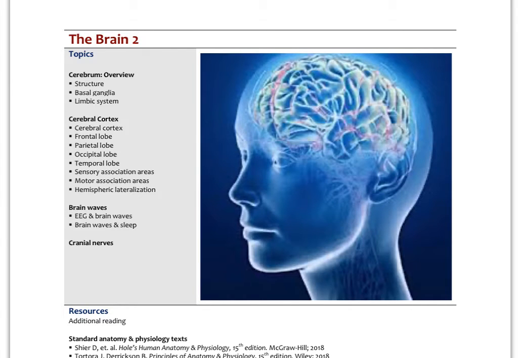In this next set of lectures on the brain, we're going to look primarily at the cerebrum. So we'll look first at the structure of the cerebrum, and then we'll look in this first little video at deep cerebral structures. And then we'll look at the cerebral cortex, which is the outer layering of the cerebrum, and all the areas that are found there. And then we'll talk a bit about brain waves and EEG and how brain waves are measured, and then how that's related to sleep and sleep rhythms. And then finally, we'll discuss the cranial nerves.